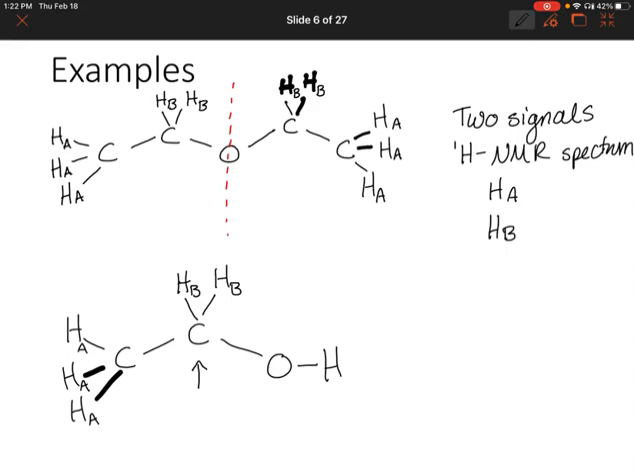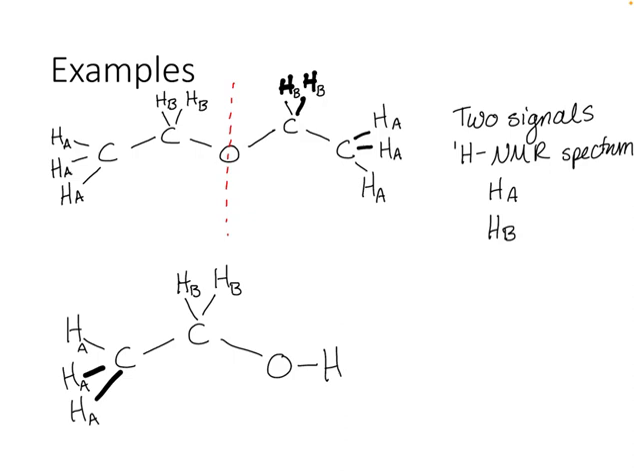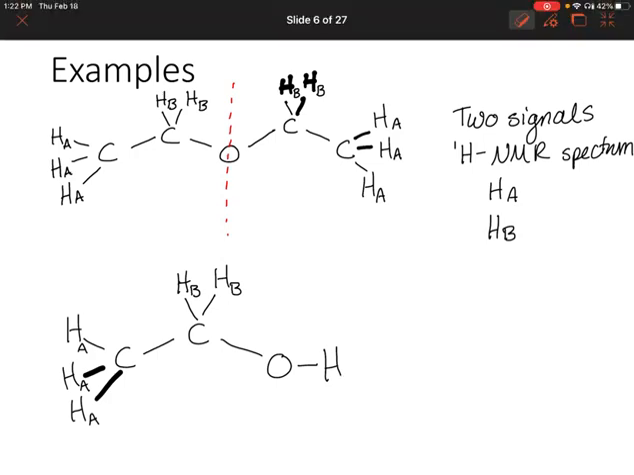All right, and then finally we have our alcohol proton on the very right-hand side. Is that similar to either HA or HB, or is it completely different? It's completely different. It's bonded to an oxygen instead of a carbon. So that would have its own signal as well. Okay, so that means we have three signals for this molecule.